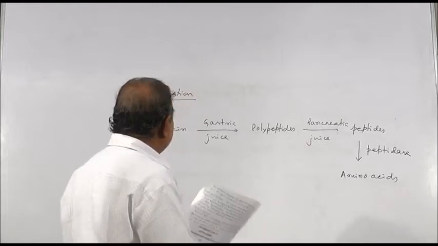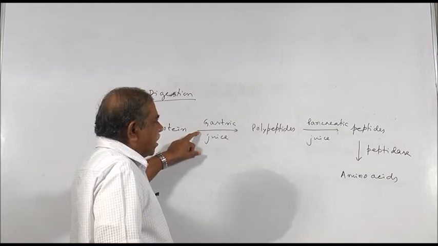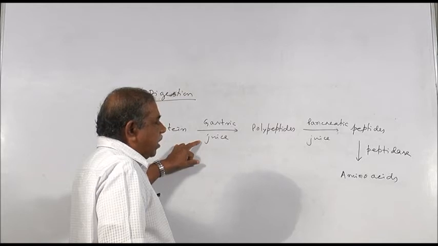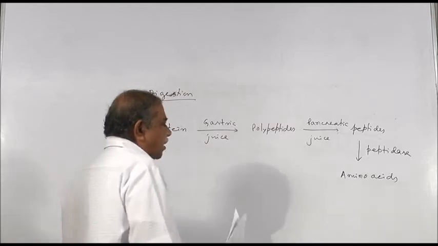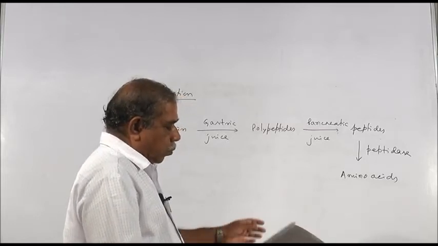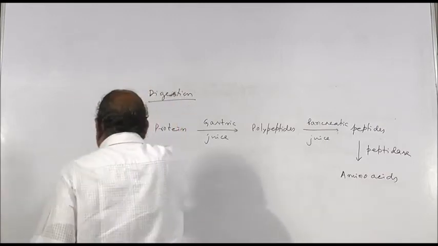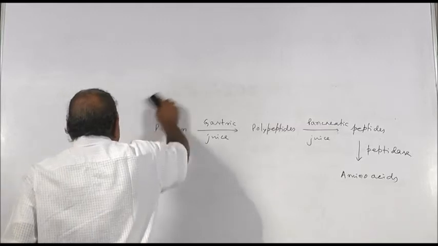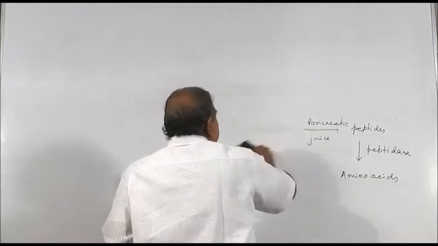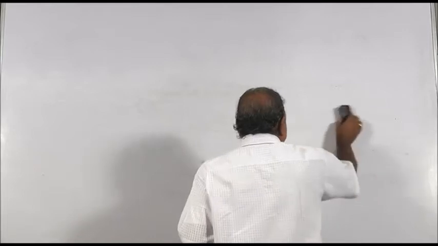So we take protein, acted by gastric juice gives polypeptides, which reacted by pancreatic juice gives peptides. By the action of peptidase, it gives amino acids. So this proves that amino acids are ultimate constituents of proteins. So amino acids, mostly alpha amino acids, are responsible for protein synthesis. Next I am going to give the uses of protein.